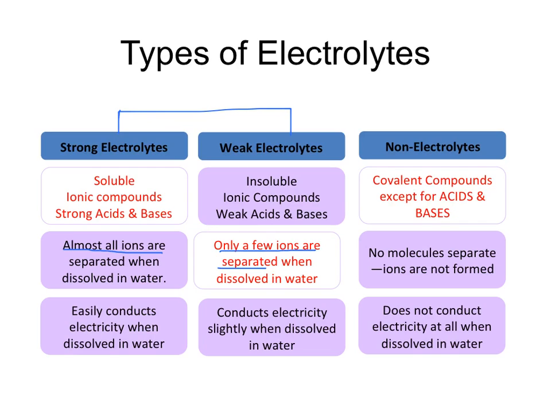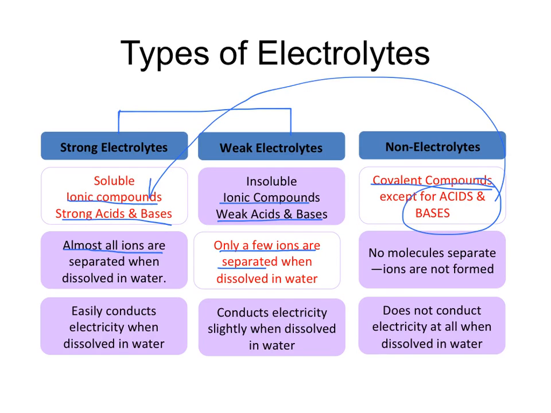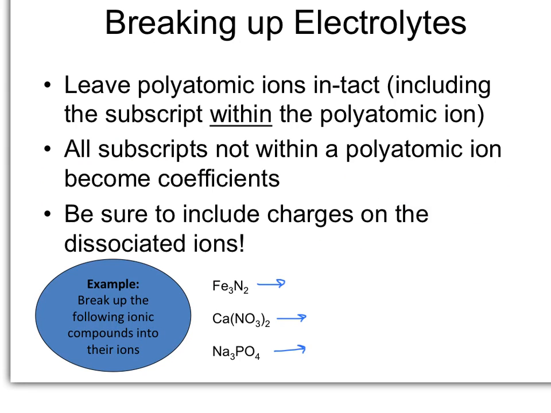Generally, strong electrolytes are soluble ionic compounds, strong acids and bases. Weak electrolytes would be insoluble ionic compounds, and weak acids and bases. And our non-electrolytes are going to be our covalent compounds. The only exception to that would be acids and bases, which we have talked about over here on the electrolyte side. Ionization reactions show us the type and the number of ions that break apart when dissolved in a solvent.